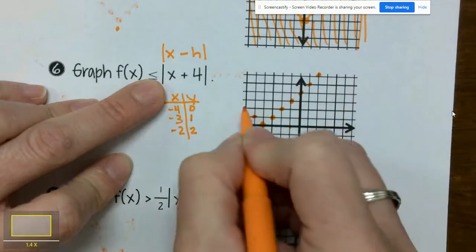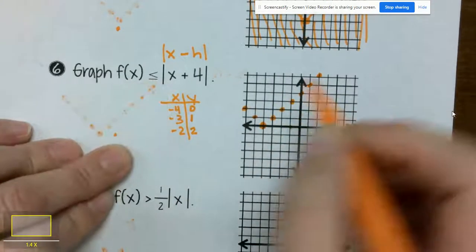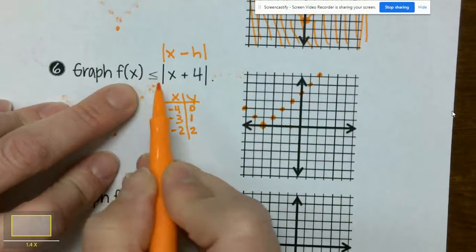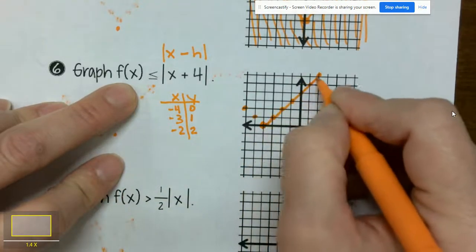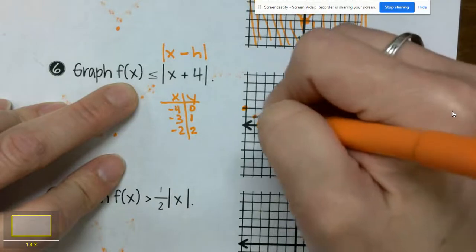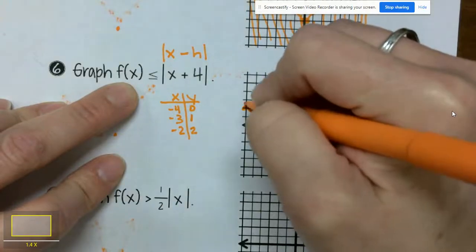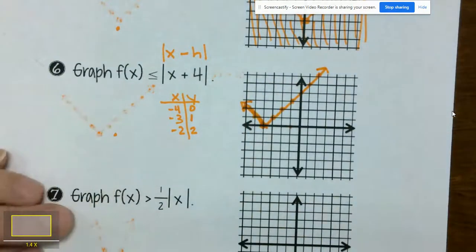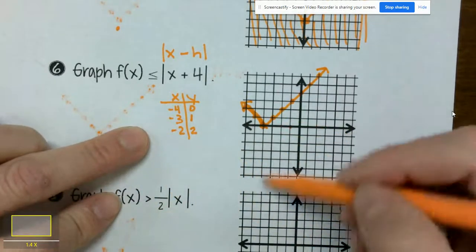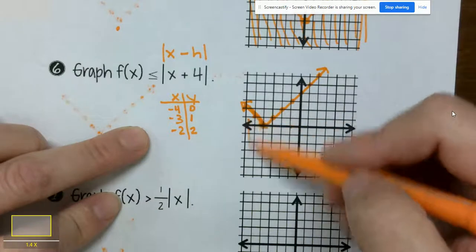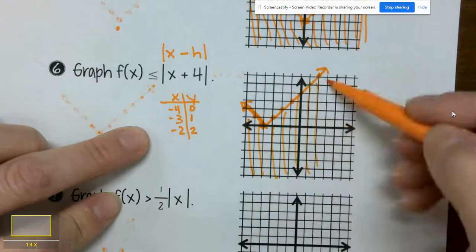So it's going to do the same thing over here. Now, this time it's an equal to. So this time I don't do a dotted line, I do a solid line. Okay, now, less than or equal to, that means I'm going to shade everywhere below. So all this is going to be shaded down here.